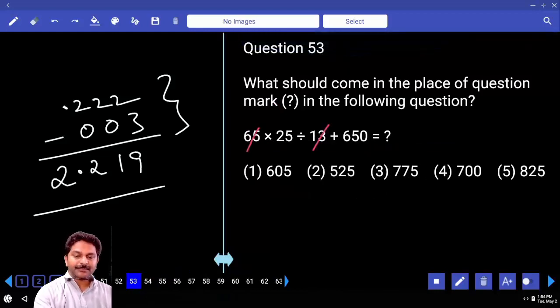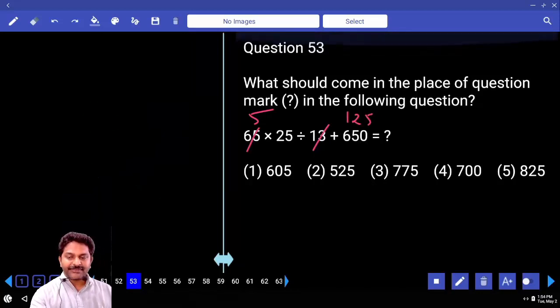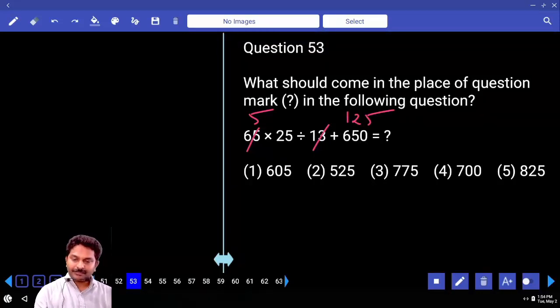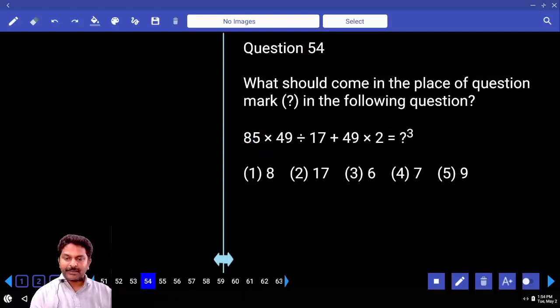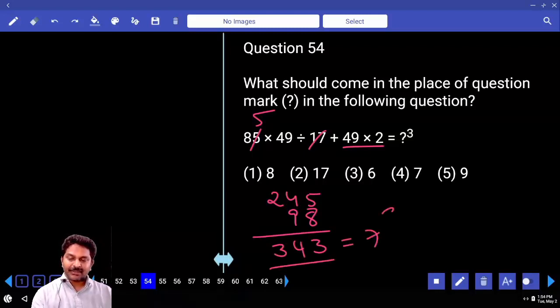13 how many times? 5 times of 25. Add it to this fellow. 17. 5 times. 5 times of 49. Take 10 times and half of that number. 245. 49 2 times. 98. This ends with 3, which is 3, 4, 3. Which cube is this? 7 cube.